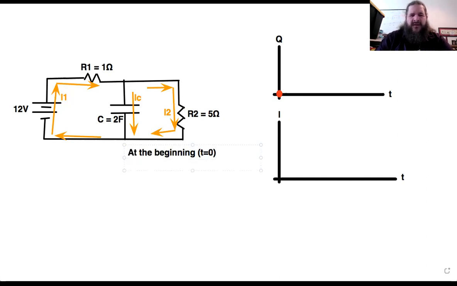If we just start listing out things we know, the capacitor is uncharged. So we've marked that on the graph. When time is 0, Q is 0. But if we start looking at voltages here, I think it's a good idea to just start labeling voltages in a case like this.